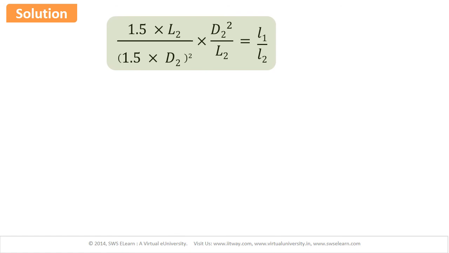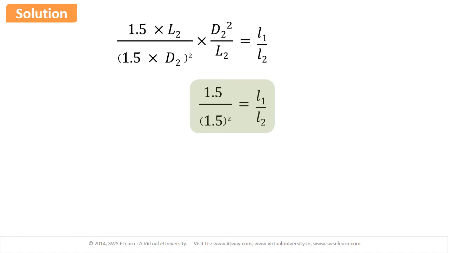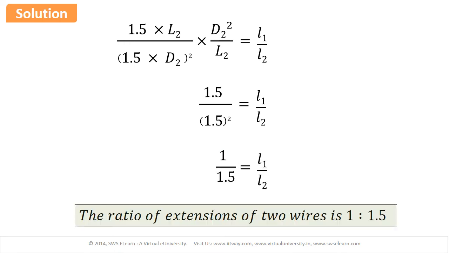1.5 into L2 upon 1.5 d2 the whole square into d2 square upon L2, and that is equal to small l1 upon small l2. Further simplification gives 1 upon 1.5 is equal to small l1 upon small l2. Hence, the ratio of extensions of the two wires is 1:1.5. Thus, we have solved the problem and obtained the required ratio of extensions.